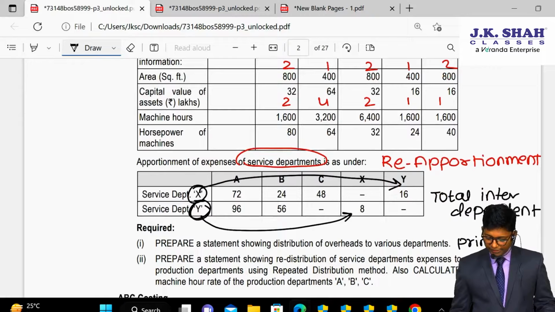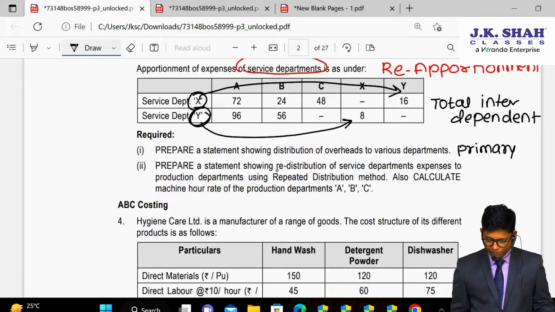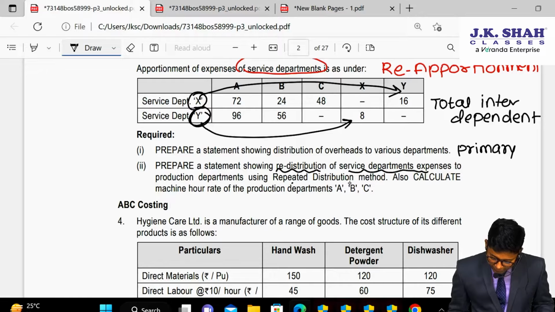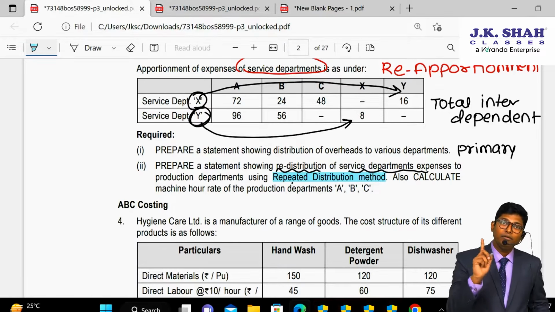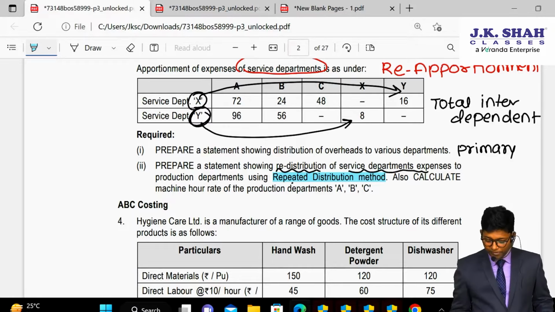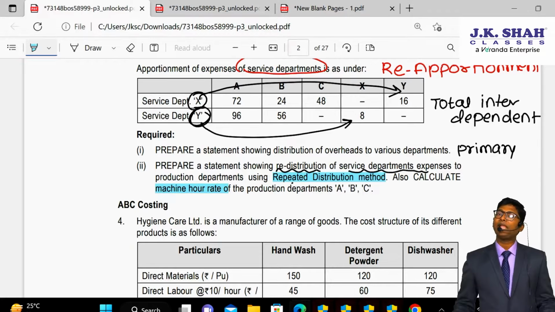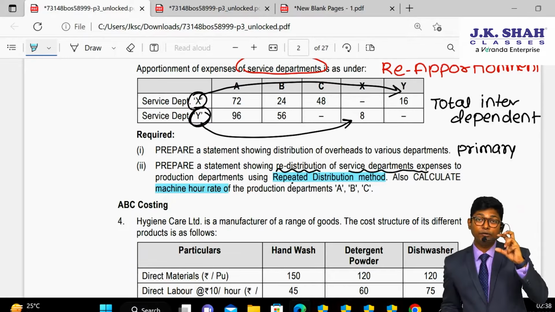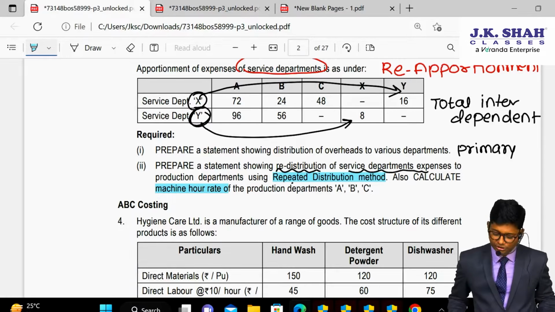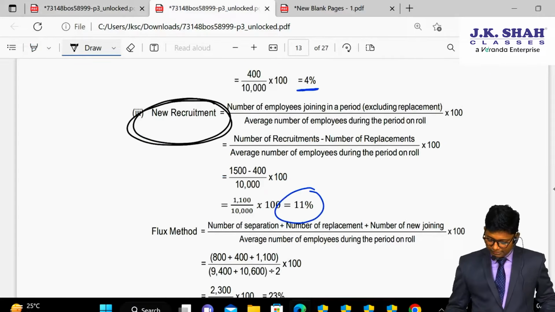After that, if you read the next element, prepare a statement showing redistribution, that is reapportionment of service department expenses to production department using repeated distribution method. Method is mentioned, that means we can't solve this sum by using simultaneous equation method. We have to use the repeated distribution. Also calculate machine hour rate for the production departments A, B, C, and for that purpose the entire amount of overhead we need to divide using number of machine hours. Let's see what is the suggested solution.